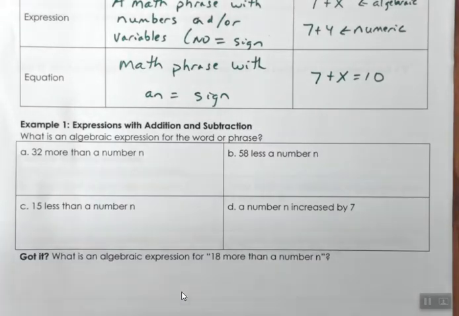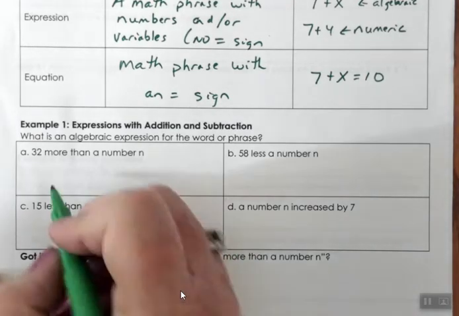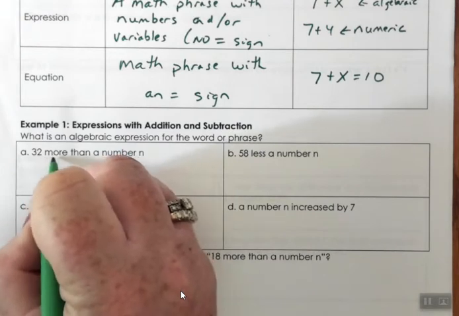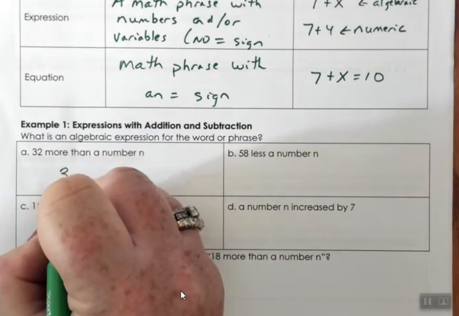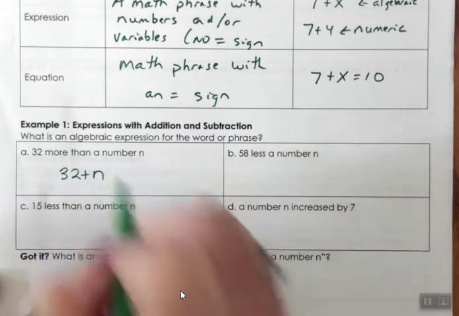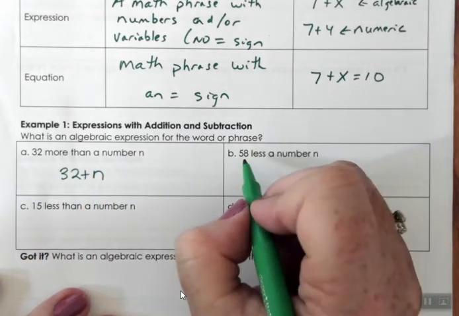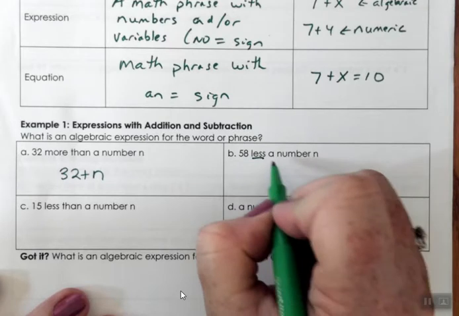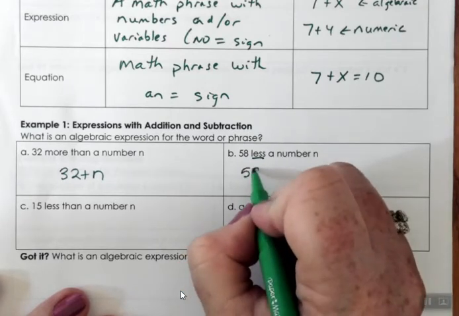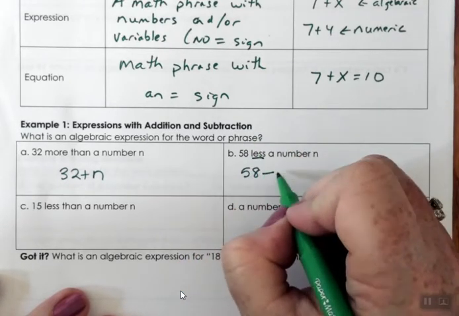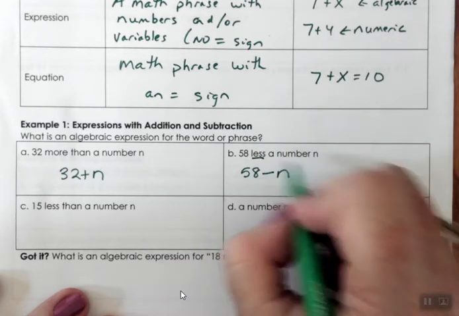All right, let's take a look at expressions with addition and subtraction. So if we're going to write these out, we are going to do 32 more than a number n. So more than, this is going to mean plus. So 32 plus n. If we see 58 less a number n, that means we start with 58 and we have less n. So we're not going to switch the order of these.